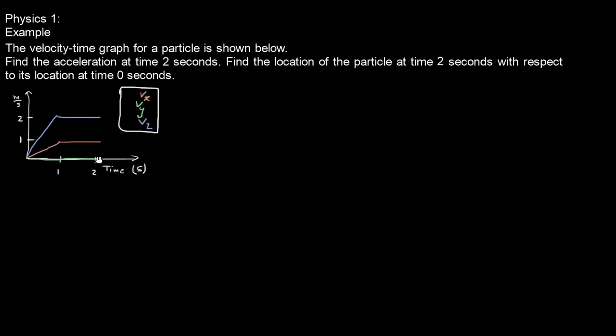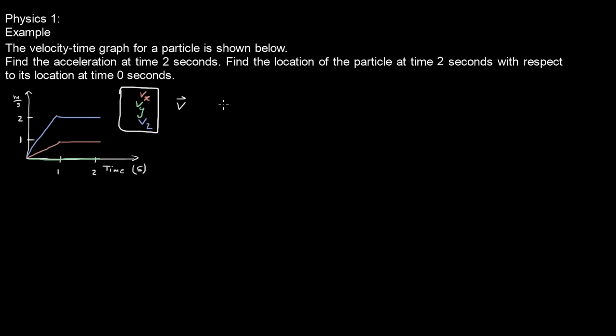Notice that there are three lines. One is Vx, it's the red. One is Vy, it's the green. And Vz is the blue. These are the three components of a velocity vector v. Let's now find the acceleration.